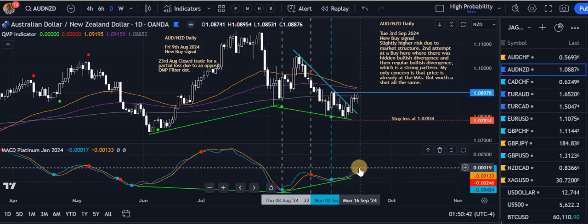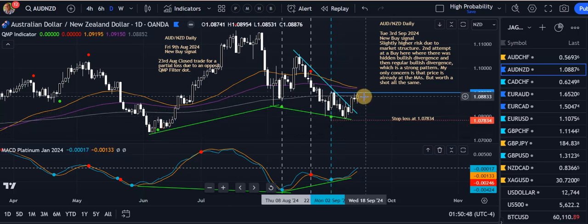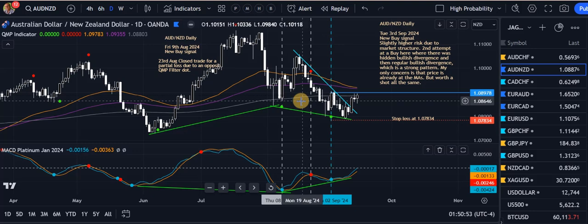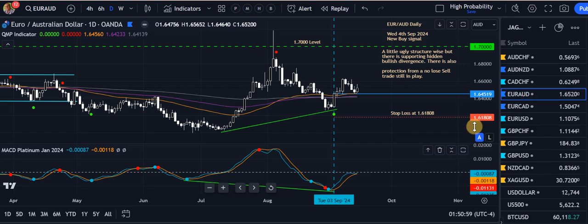MACD Platinum still below the 0 level. So we've been on this trade for a while, banging on about it, but at least we're heading towards the entry level, so we're not too far off. It's been hard work, hasn't it? Hard work. All right, don't have to look at the CAD Swiss, already done that. Euro Aussie. We're in a buy.